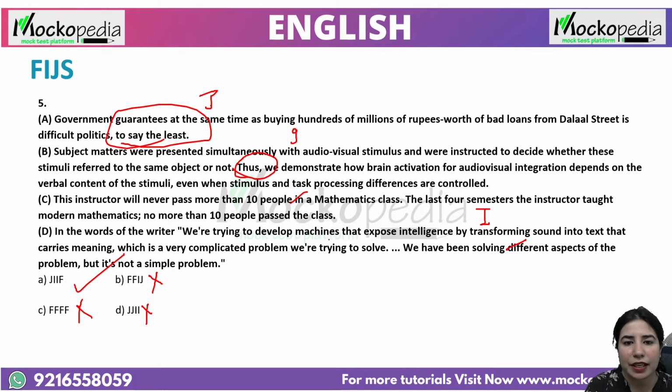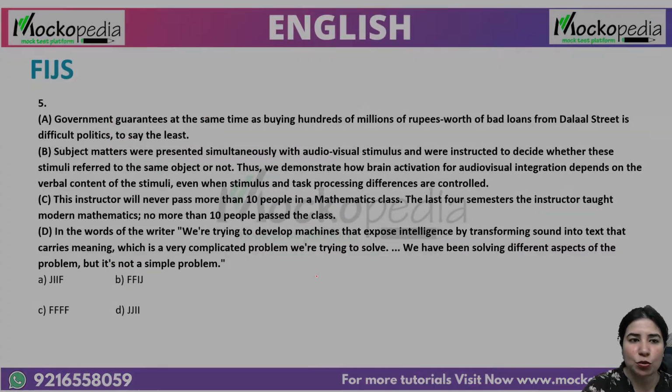In the words of the writer, we are trying to develop machines that expose intelligence by transforming sound into text, and there's a detailed sentence, but you know that somebody is stating a fact which can definitely be verified. You can see कि writer ने ऐसा fact कहीं दिया है कि नहीं दिया, तो फिर आप इसको easily judgment fact की category में रख सकते हो. So the combination would be judgment, inference and fact, right? So I hope we are sorted on this question. So the correct answer that we are going to pick up would be A. Right? So it's time to move to the next question.